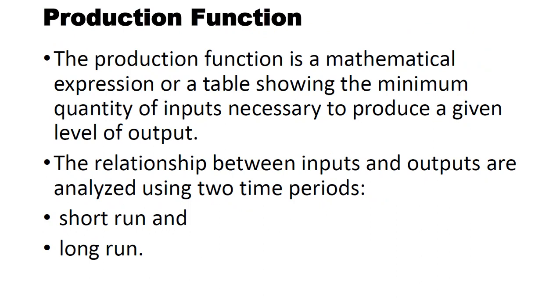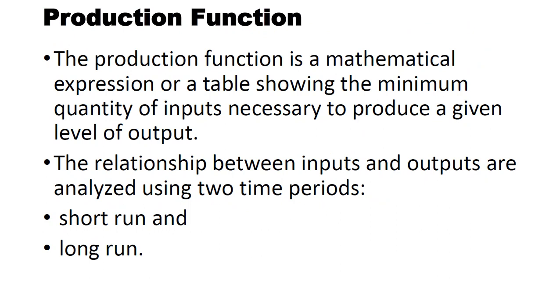Just as we saw the utility function on the demand side of the market, we will also be seeing the profit function and production function on the supply side. Production function is simply a relationship that relates inputs and outputs. For you to produce a commodity, you need to combine inputs in order to come out with an output. So the relationship that exists between input and output is what is known as the production function.